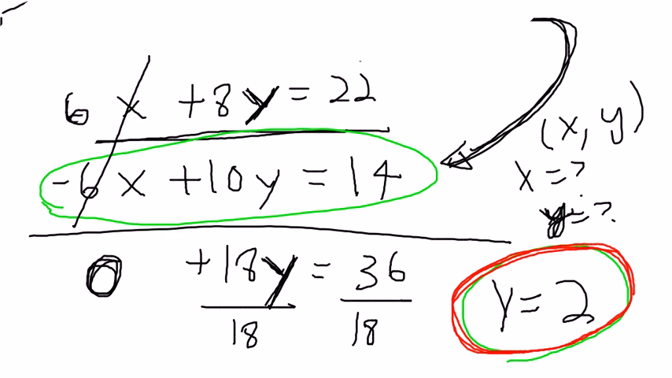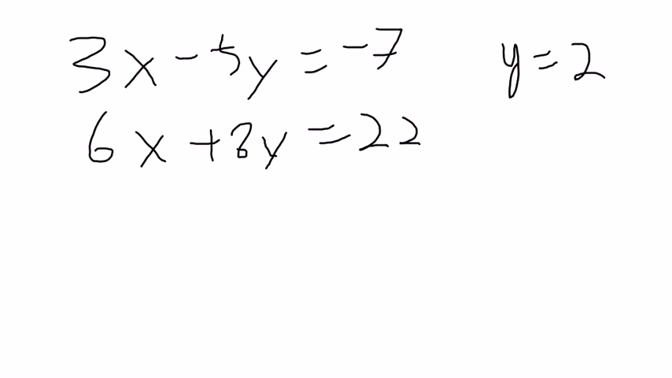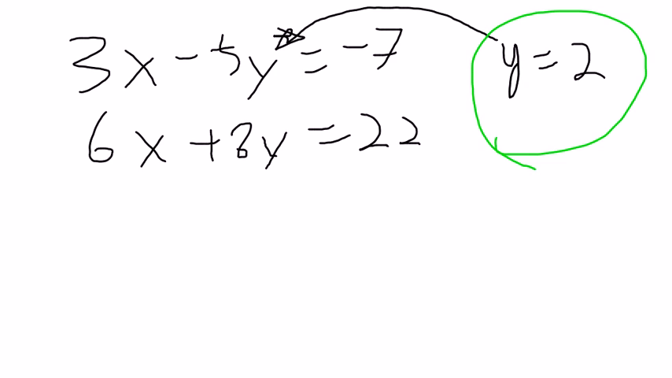Let's go ahead and look back at one of the original equations. We had, what, 3x minus 5y equals negative 7. 6x plus 8y equals 22. And when we remember we found y equals 2, let's just plug into one of them. I'll just plug it into this one, because this one looks like I have to work with smaller numbers. So let's go ahead and do that.